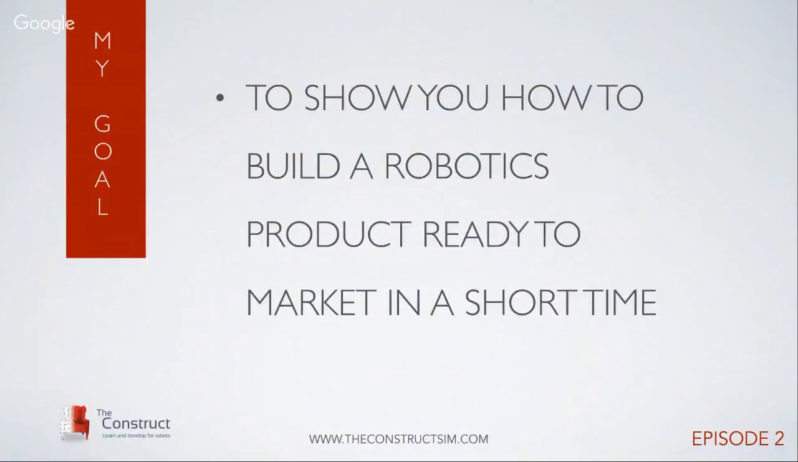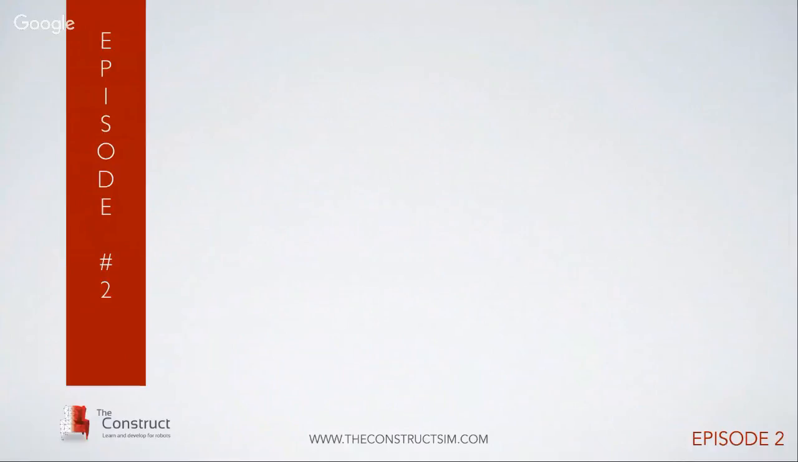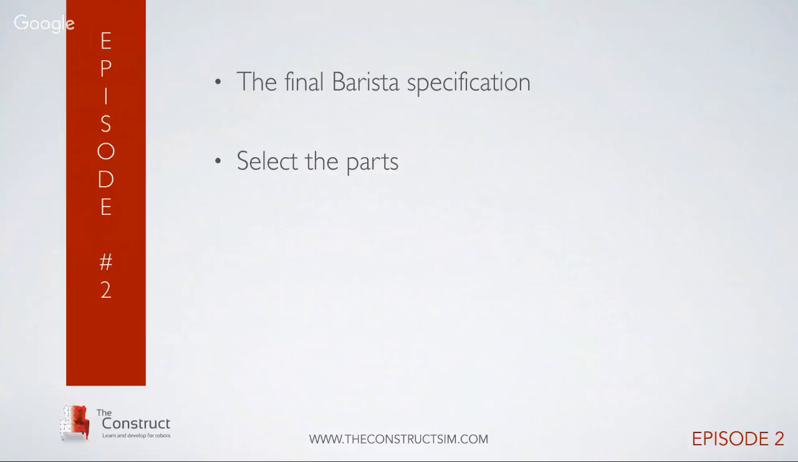So let's go. The goal of this webinar, as stated in the previous episode, is to show you how to build a robotics product in a very, very short time, from your idea, reusing as much as possible what is available in the world. In episode 2, we are going to see the final Barista specification, select the parts for your project, and simulate the robot and the environment in which the robot will have to work.